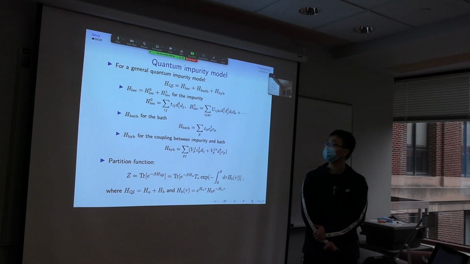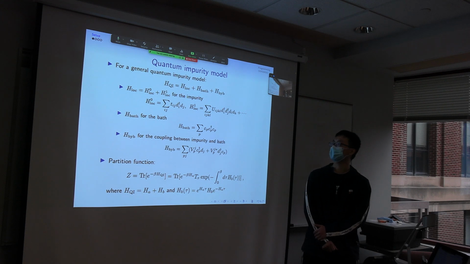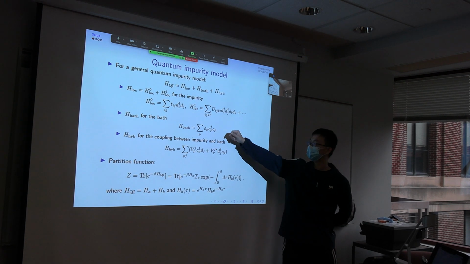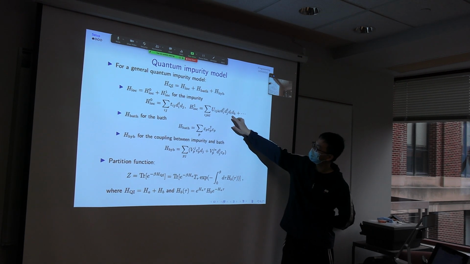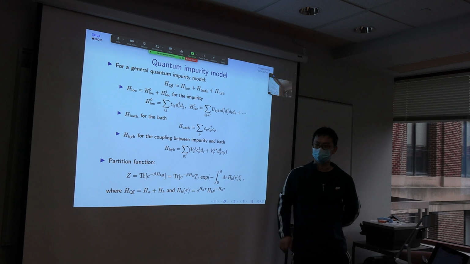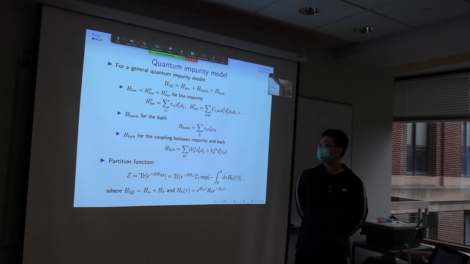So the quantum impurity model usually has three parts: H local, H base, and H hat. H local means the Hamiltonian for the impurity. It usually has two parts. One part is the non-interacting hopping term, and the other is the interacting term. By the way, we should be careful about this notation. Usually we use IJLK, not IJKL, in our simulation. H base is the Hamiltonian for the base, which is quadratic. And H hat is the coupling between the impurity and the base.